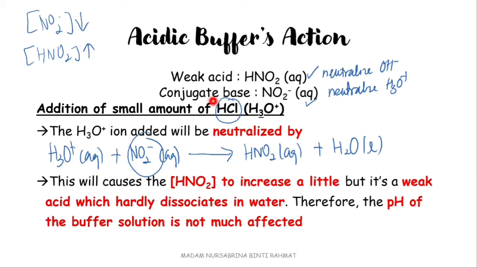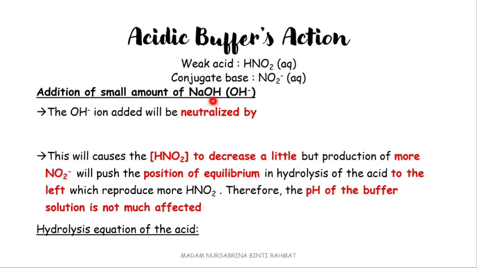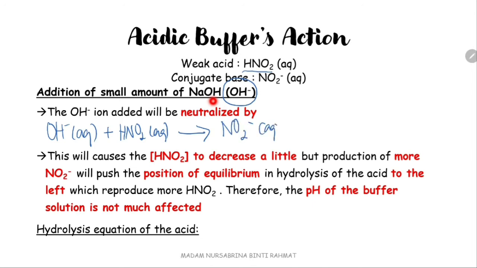Right. So what if I add a small amount of my strong base, which is NaOH? Any base added means we have OH minus, so it will be neutralized by the opposite component, which is the acid. Let's write down the neutralization reaction equation. OH minus plus HNO2 goes to completion, producing our conjugate base again plus H2O liquid.